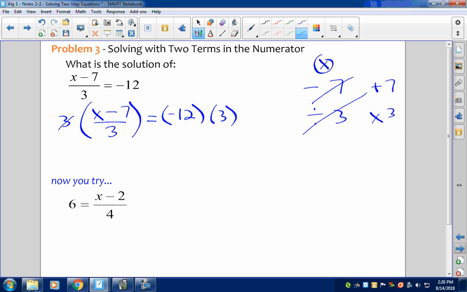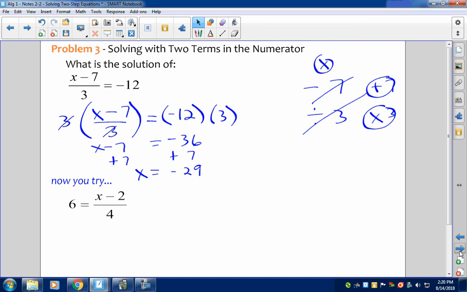This cancels out. We've got x minus 7 equals negative 36. And these are hard problems, even for students who are in the higher level of algebra 2. One more step here. We did the multiply by 3 first, then we're going to add 7, so add 7 to each side. So x equals negative 29.